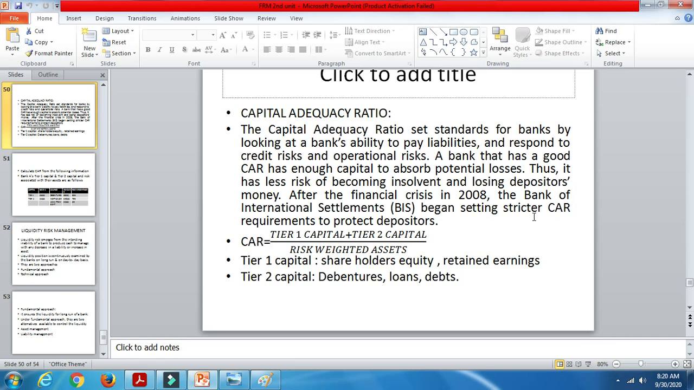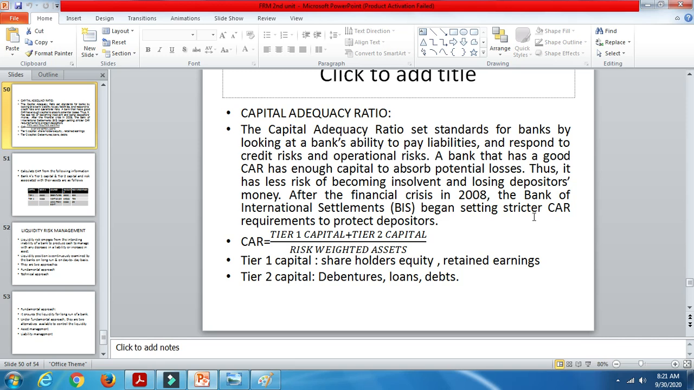Tier 1 consists largely of shareholders' equity and reserves. Retained earnings are nothing but the reserves of the company, what you keep so that if any uncertainty comes, you are going to use it. Shareholders' equity is the owner's equity itself, whereas retained earnings are the reserves you keep so that if any losses or uncertainties come, you use these reserves.